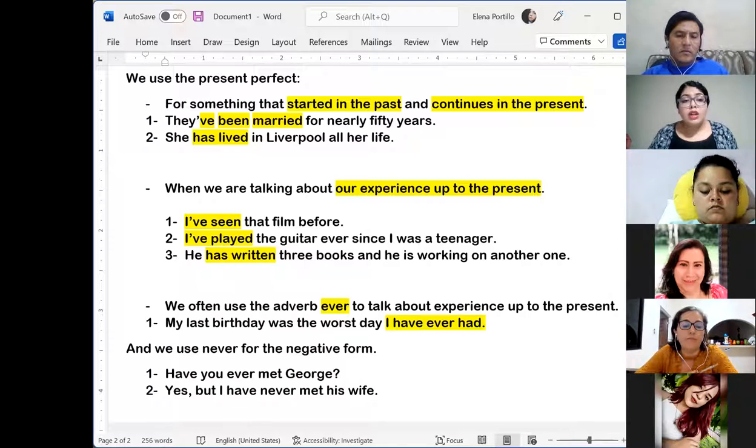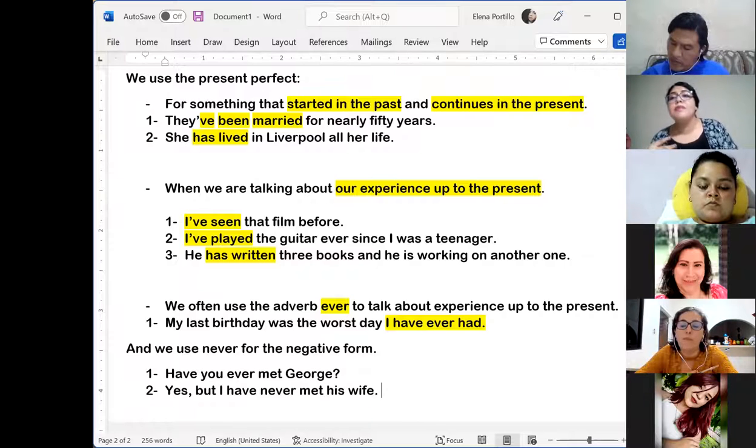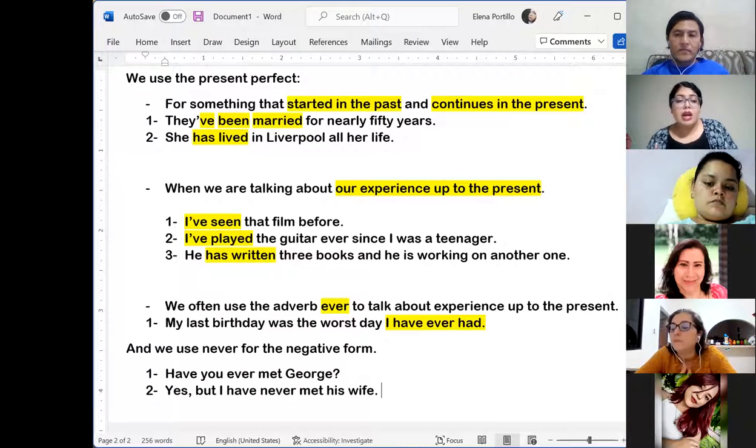Okay, el ever es como para las oraciones afirmativas. Oraciones positivas donde nosotros vamos a dar o hablar de nuestra experiencia. Pero el never nos va a servir a nosotros para hablar en forma negativa. En estas oraciones donde tenemos los dos usos, ¿verdad? Del ever y del never. En el primero, alguna vez o ya has conocido a George, y en la respuesta sí, pero nunca he conocido a su esposa. No es la típica negative sentence using not. In this case, we are just saying that we never met someone.